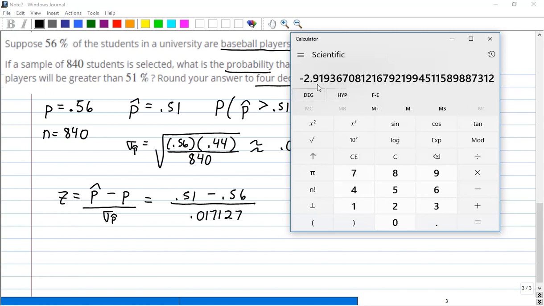I got to round this to 2 places. Negative 2.92.